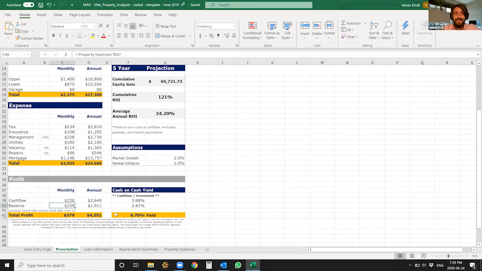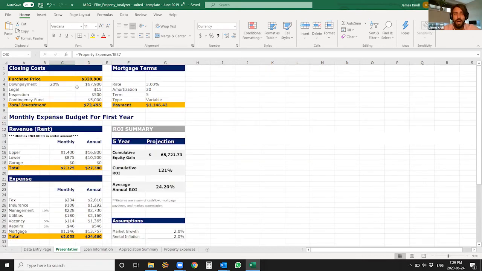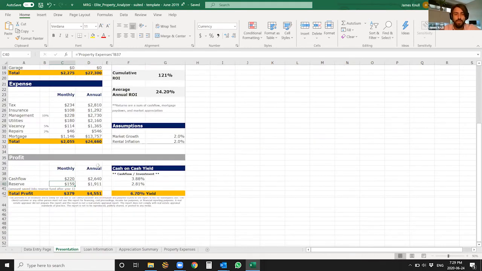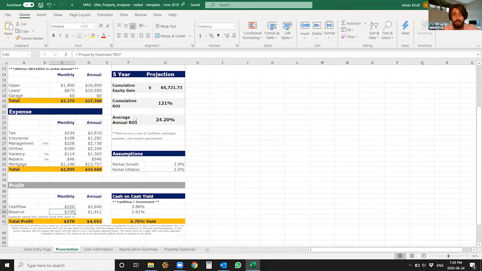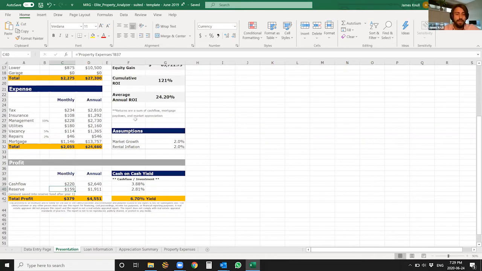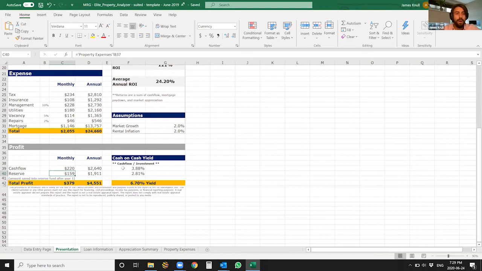So that's the initial breeze through of the cash flow portion of the spreadsheet. This is the ROI projection we're going to get here in just a second. Next, we want to talk first about cash on cash yield. Now, cash on cash yield is a very, very important number because it allows you to actually line properties up and compare them accurately one to the other.